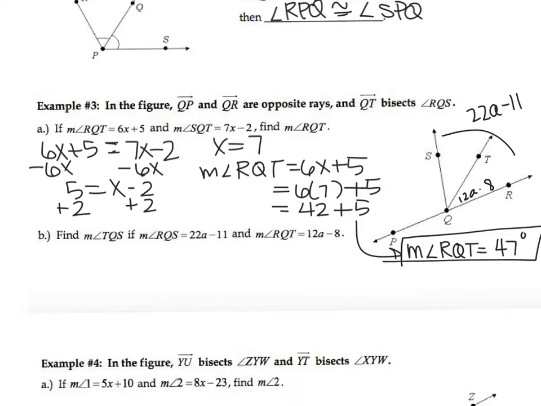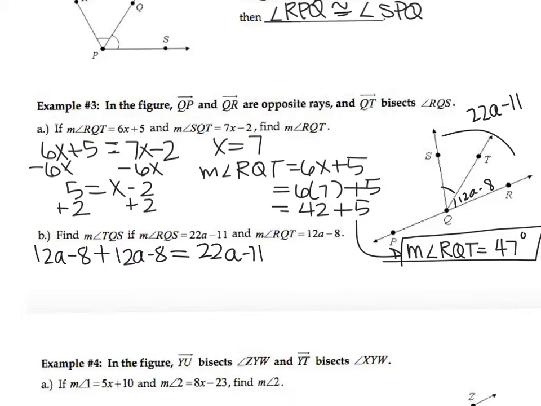So we aren't given the measure of angle TQS, but remember, QT bisects the angle, which means they're congruent. And I know that when I add the two angles together, I should get my entire angle, sorry, my entire angle RQS. So I can use that to solve for my angle measure. So these two angles are congruent, so both of them have the same measure of 12a minus 8. So we know that 12a minus 8 plus 12a minus 8 is going to equal the whole angle 22a minus 11. So first we're going to solve for a.